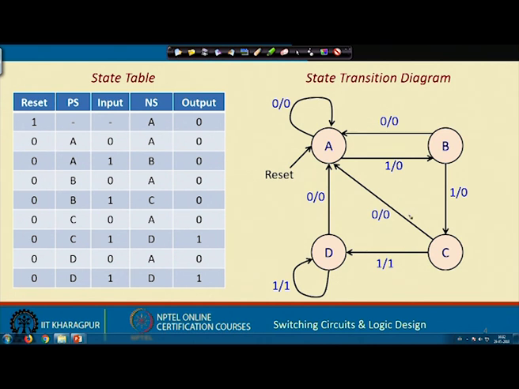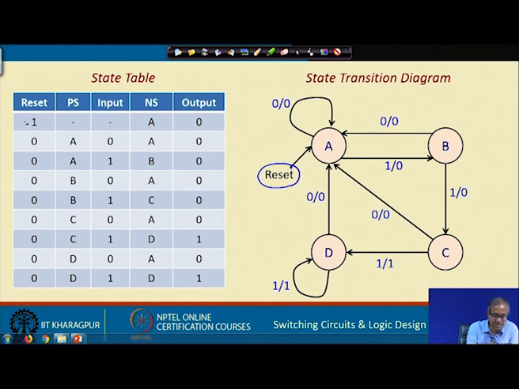Now, the same information you can capture in the form of a truth table kind of a structure. This is called a state table. There is another more concise way of representing this, but I am first showing the simpler one. Let us assume that there is a reset input. So, when the reset input is 1, see here we are talking about present state, next state, the applied input and the output. Whenever reset is activated, irrespective of what the present state is, the next state will be A, that means you will be going to A and the output is 0.